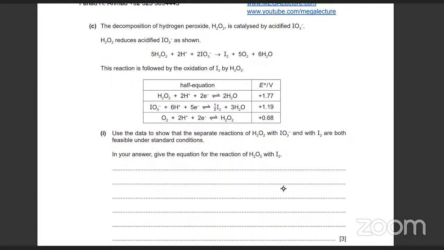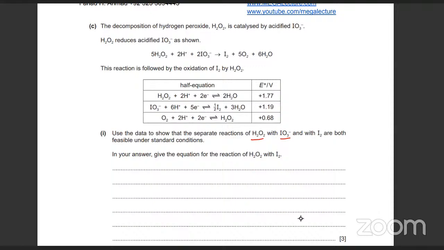So this one has a bit of electrochemistry in it. Use the data to show that the separate reactions of H2O2 with IO3-1 and with I2 are both feasible under standard conditions. In your answer, give the equation for the reaction of H2O2 with I2. So I think you have to write two reactions, H2O2 with IO3-1.